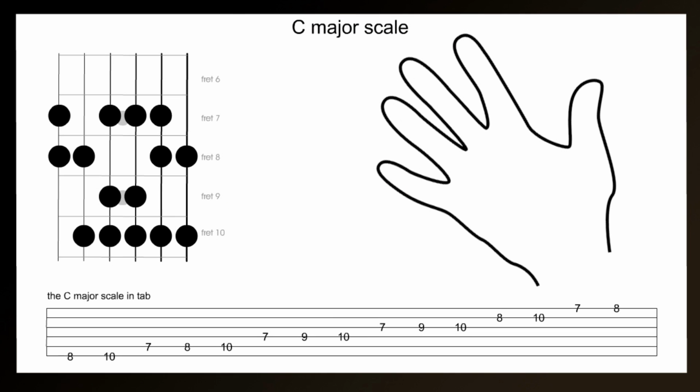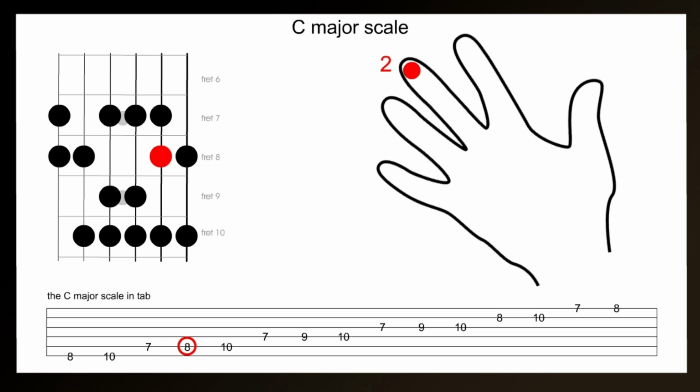Here's how to play the 2-octave C major scale. Play the 8th fret of the bottom E string with the 2nd finger, then the 10th fret of the bottom E string with the 4th finger. Play the 7th fret of the A string with the 1st finger.